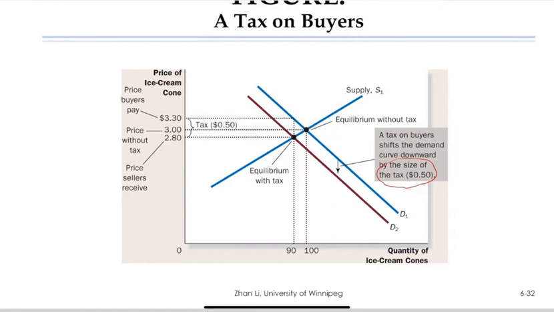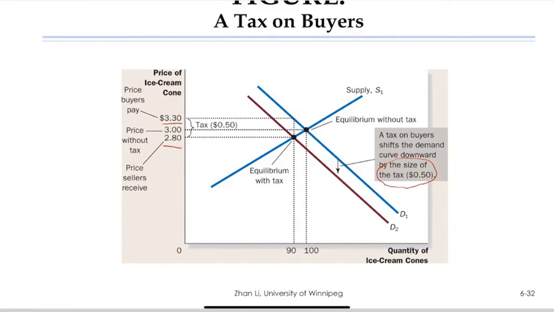Next, what you could see here is that the previous equilibrium price was $3, and after imposing the tax, the price sellers receive would be $2.8. The price buyers pay would be $3.3. Why do we see two different prices? Well, because there is a tax of $0.5 coming out of buyers' pockets.